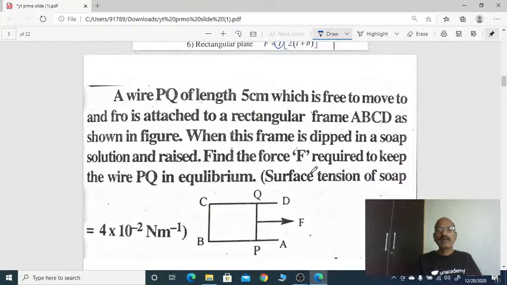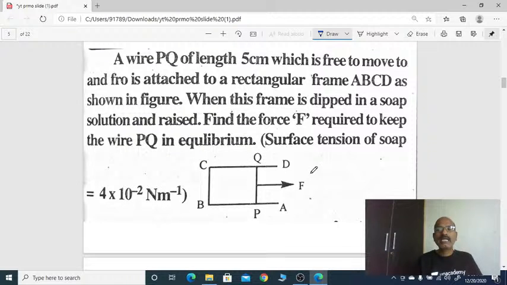Now, a wire PQ of length 5 centimeter, which is free to move to and fro. PQ can be moved freely either left or right, it is movable. A rectangular frame ABCD, in which the wire PQ can move freely on either side, to and fro.